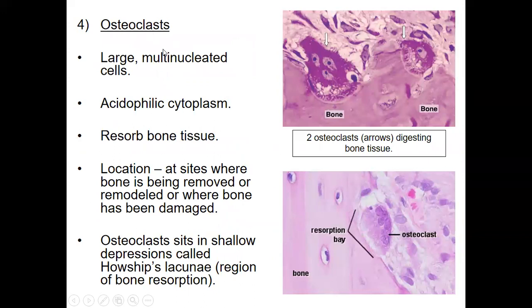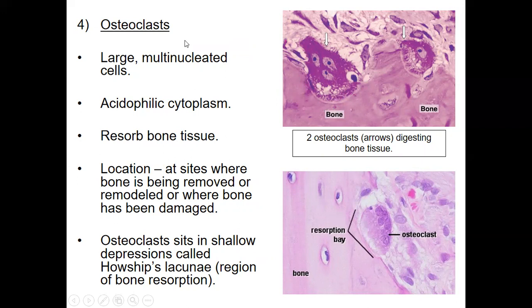For the osteoclast, if you see here, this is the osteoclast. It's very easy to differentiate between these four different types of cell. The osteoclast is a very large and multinucleated cell. You can see here it is composed of more than one nucleus: one, two, three. So that is the special characteristic of the osteoclast. The cytoplasm is eosinophilic, pinkish in color. The function of the osteoclast is to resorb the bone tissue.